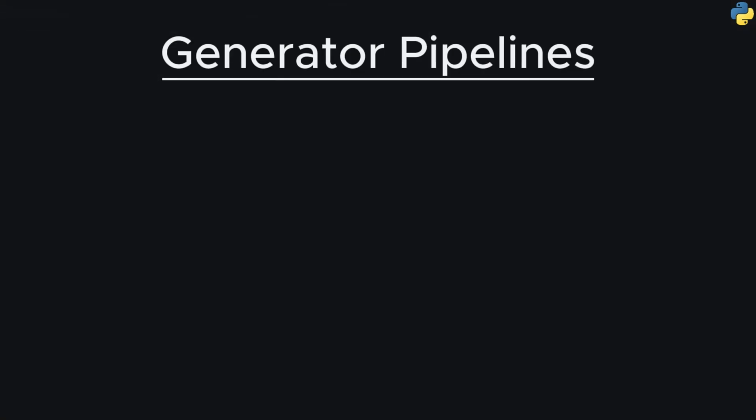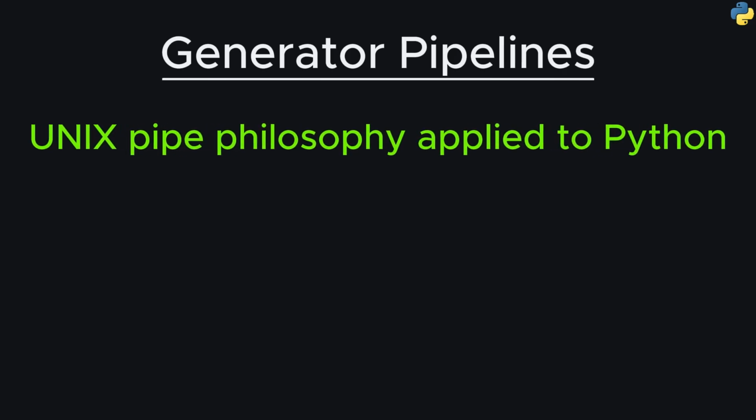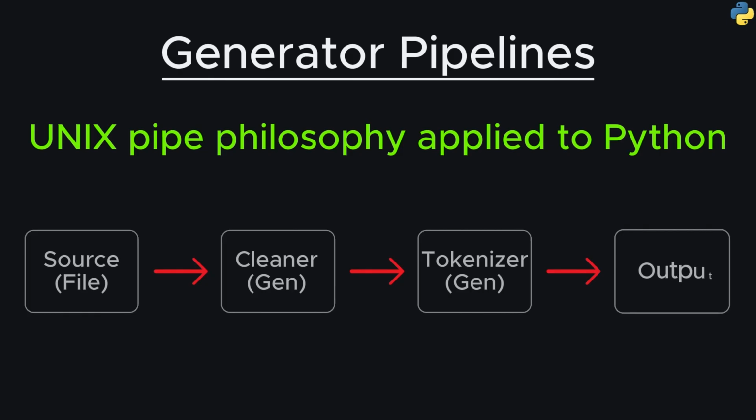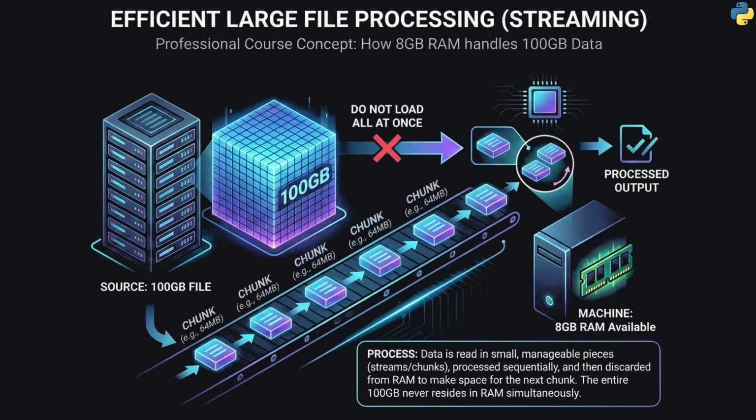This leads to generator pipelines. This is the Unix pipe philosophy applied to Python. You can create a generator that reads a file, pass that generator to a filter generator, and pass that to a transform generator. Data flows through the pipeline one item at a time. You can process a 100 gigabyte file on a machine with 8 gigabytes of RAM because you never load the whole file at once.